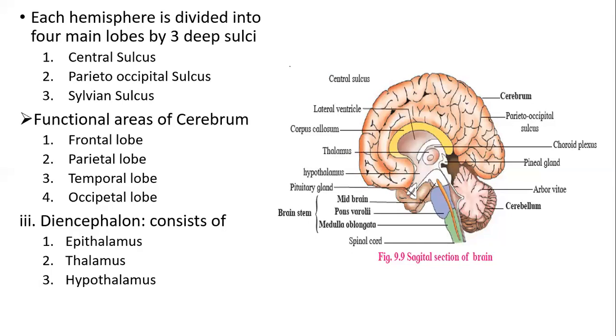So here we have seen all these three parts, that is olfactory lobes, then cerebrum and the diencephalon. That is the structure of forebrain. In the next lecture, we have to see the midbrain. Okay, thank you.